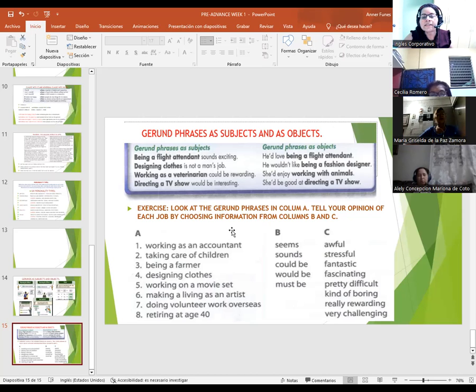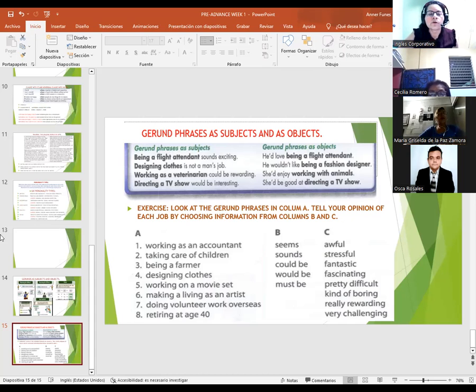Now, here we have examples. Look at the gerund phrases in column A. Tell your opinions of each job by choosing information from columns B and C. Ok, como casi es la hora, vamos a hacer rápidamente este ejercicio y necesito que este tema lo vean en la plataforma. Tienen que escuchar el audio y mañana vamos a solucionar lo que el audio dice, right? Escúchenlo ahora para que estén preparados mañana y mañana vamos a continuar con este tema también, right? Now, exercise. Look, only 3 minutes more. Look at the gerund phrases in column A. Column A is here. Tell your opinion of each job by choosing information from columns B and C.